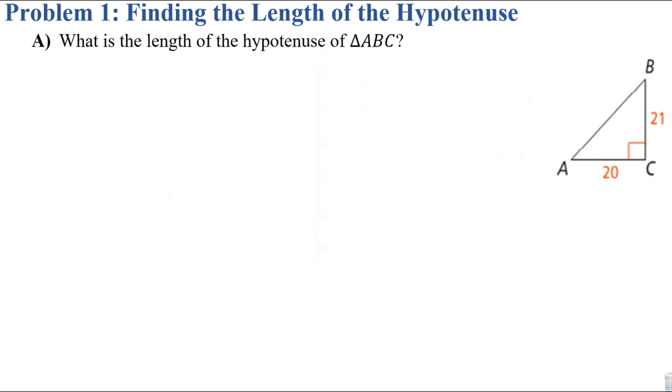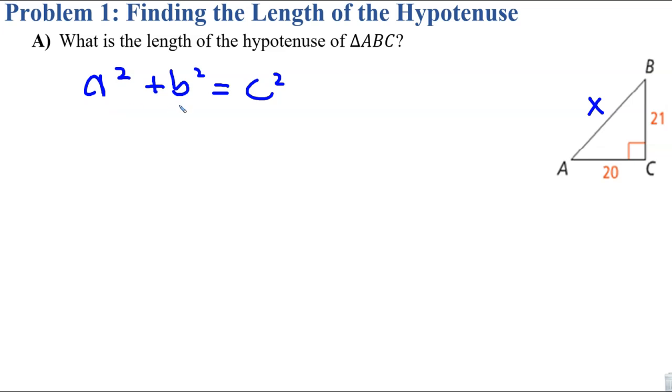All right, so let's go ahead and show you how to use the Pythagorean theorem. Problem 1, part A says, what's the length of the hypotenuse of triangle ABC? Okay, let's call that hypotenuse just x. And anytime I have a right triangle and I know 2 out of the 3 sides, I can always solve for the third side using Pythagorean theorem. So we want to use our good old a squared plus b squared equals c squared here.